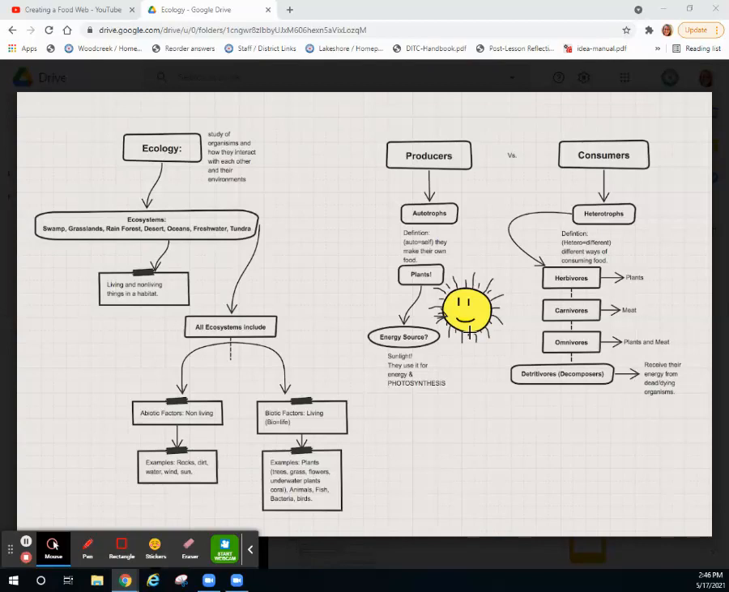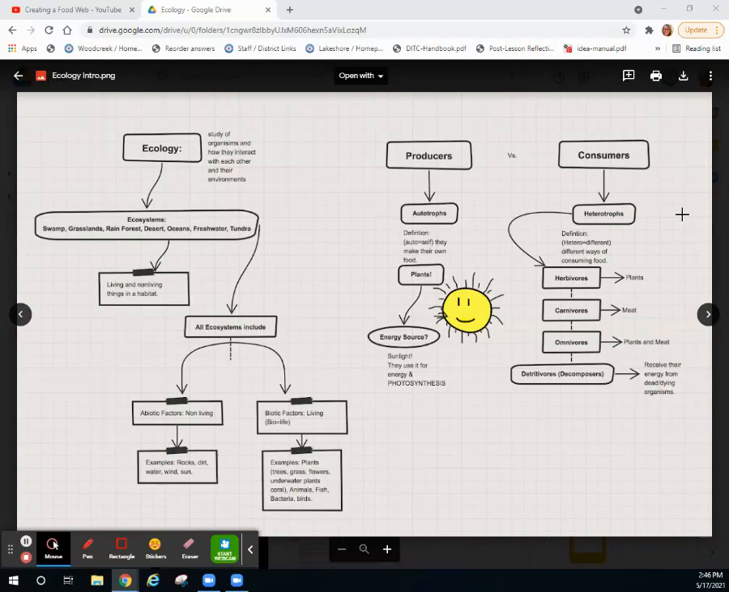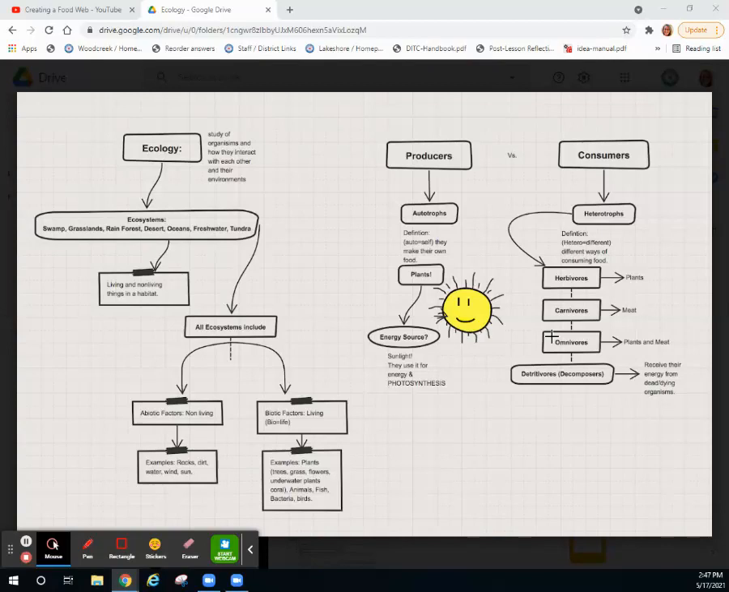They use it for energy and photosynthesis, which is the process they use to make their own food. Whereas consumers are heterotrophs. Hetero means different, so they have different ways of consuming their food or gaining their food or getting their energy. Herbivores only eat plants. Carnivores only eat meat. But omnivores, like what humans are, they eat plants and meat.